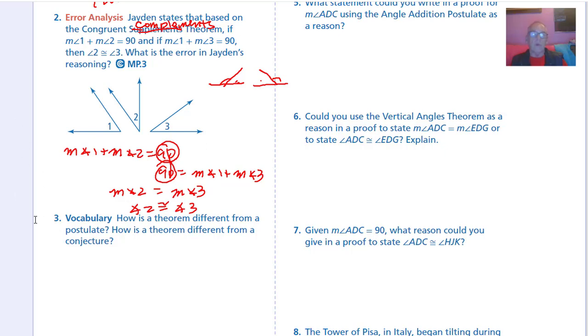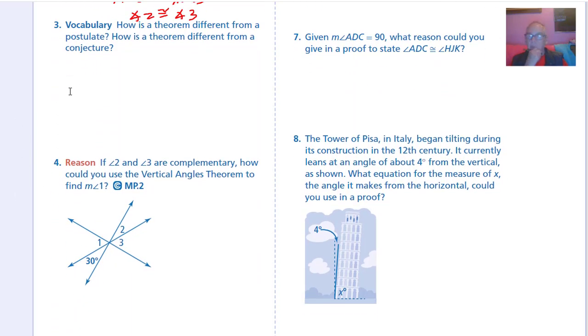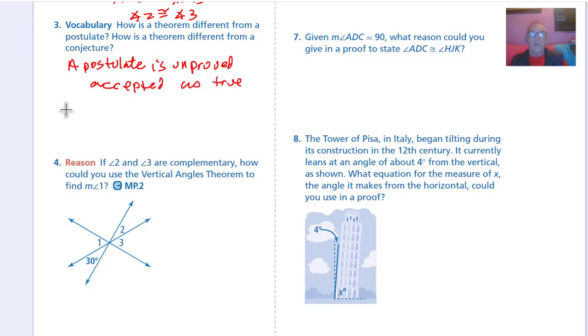Okay, let's look at number 3. How's a theorem different from a postulate? A postulate is unproved. It's accepted as true. A theorem is proved, and has to be true.